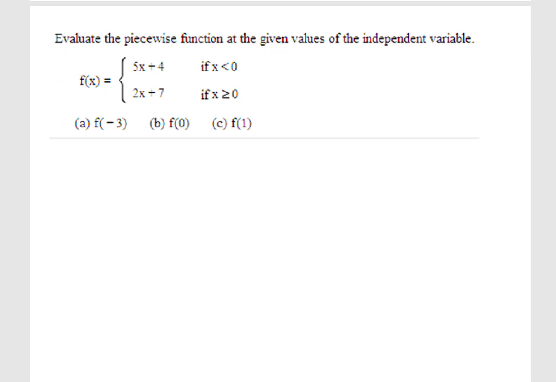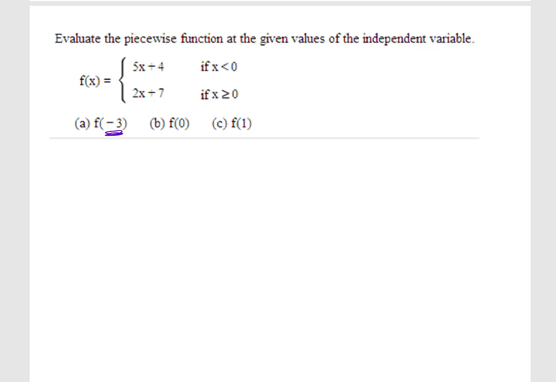So here we go. They want us to evaluate the piecewise function at the given values of the independent variable. So all this is saying is plug it in, right? Remember that this value right here, that's my X, right? That's my input. So I'm going to have to determine, well, does it go into this function or does it go into this function? And that will be dependent on the criteria, right? If it's less than 0 or if it's more than or equal to 0. So I'm going to show you this and then we're going to practice putting it in our calculator.